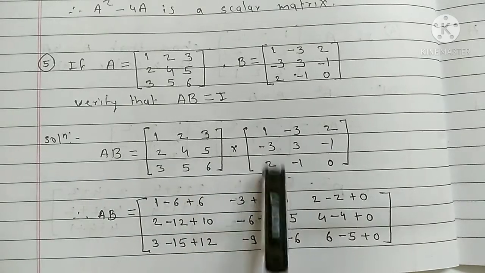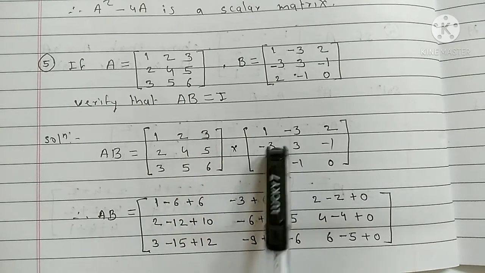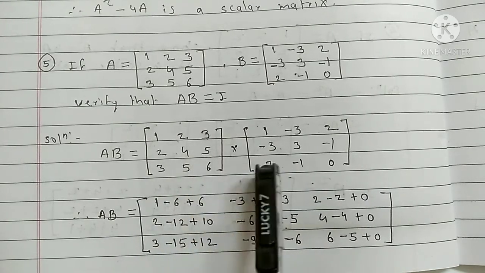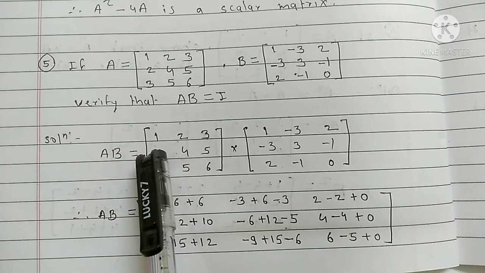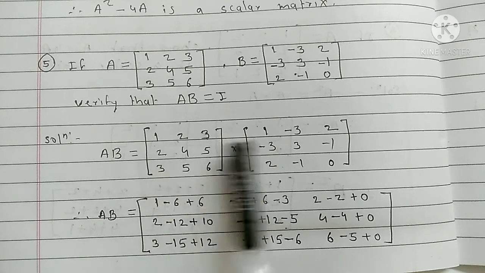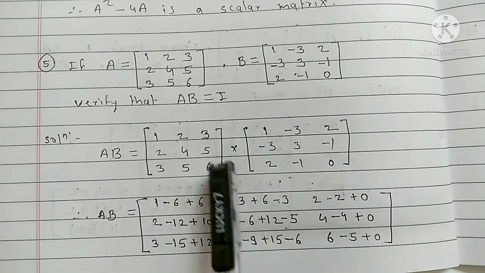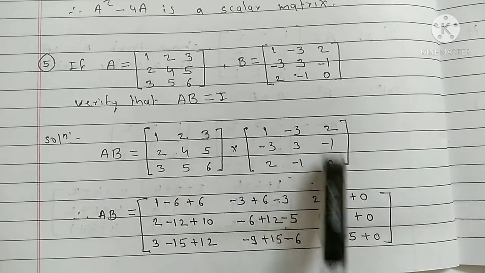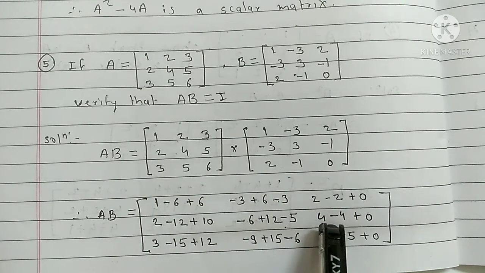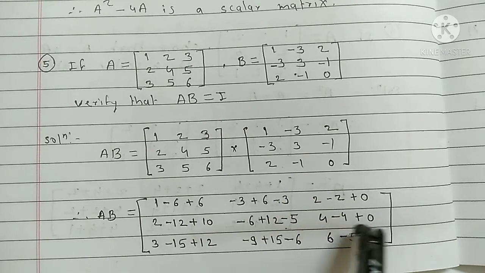Then second row, first column: 2 into 1 is 2, 4 into minus 3 is minus 12. Then 5 into 2 is 10. So 2 minus 12 plus 10. Then second row, second column: 2 into minus 3 is minus 6, 4 into 3 is 12, 5 into minus 1 is minus 5. Then second row, third column: 2 into 2 is 4, 4 into minus 1 is minus 4, 5 into 0 is 0. So 4 minus 4 plus 0.